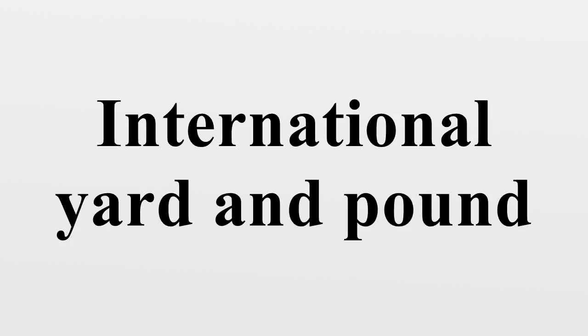The international yard and pound are two units of measurement that were the subject of an agreement between six nations signed on 1 July 1959. The six nations were the United States, the United Kingdom, Canada, Australia, New Zealand and South Africa. The agreement defined the yard as exactly 0.9144 meter and the pound as exactly 0.45359237 kilogram.